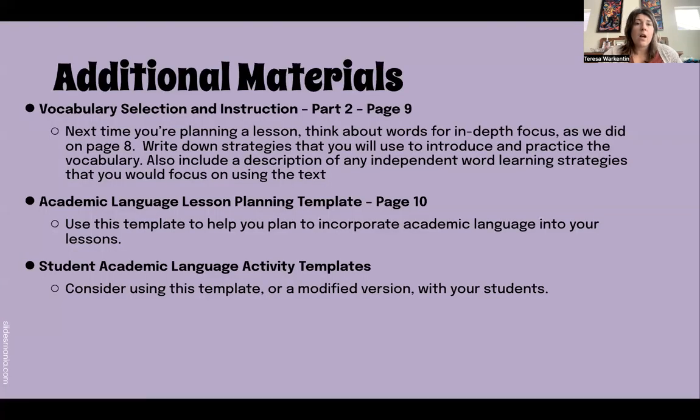There are some additional materials here for you to take a look at and use. There's a vocabulary selection and instruction on page 9. You can see a great academic language focused lesson planning template. You could use this if you'd like. And there are also some student activity templates.